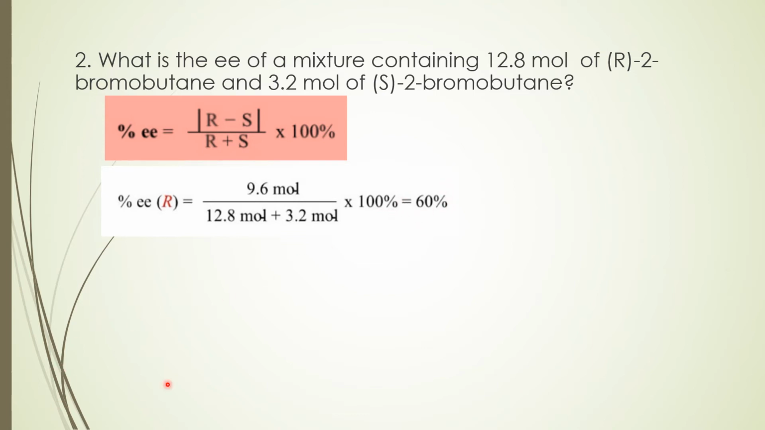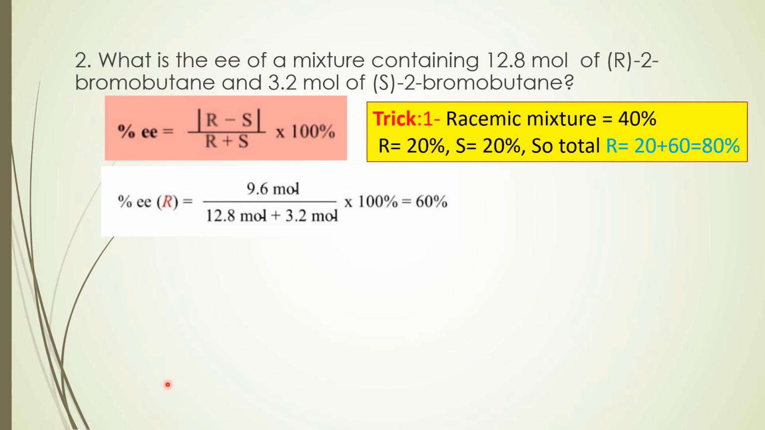The first trick, this is the main trick you need to keep in mind: how to find the percentage of each enantiomer. What is the remaining racemic mixture? That is 40%. If the enantiomeric excess is 60, the racemic mixture is 40%. If it is 40%, R is 20 and S is 20. So overall the R enantiomer is the 60 plus the R 20.